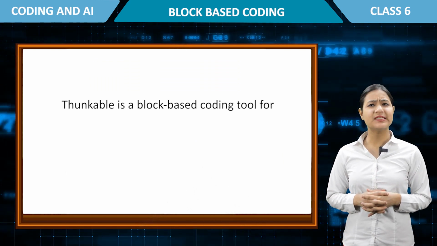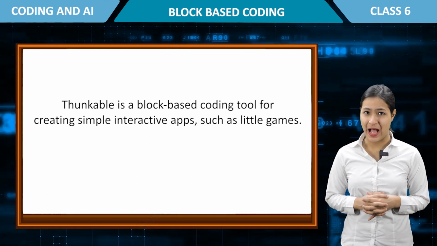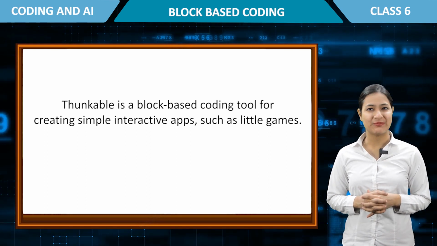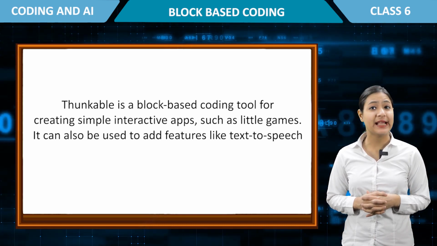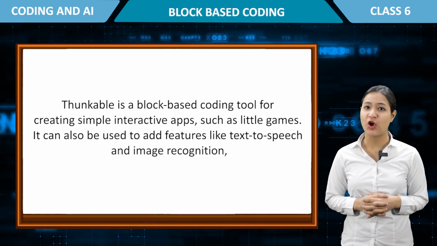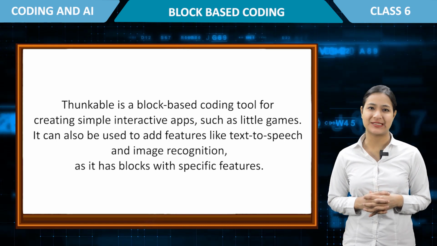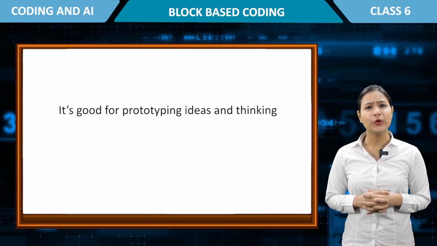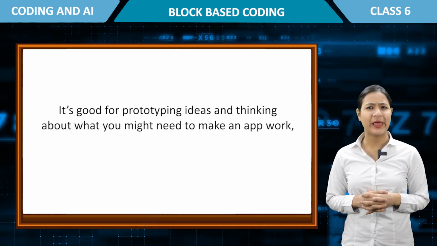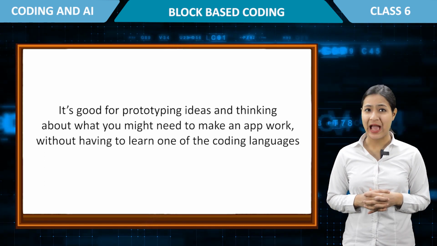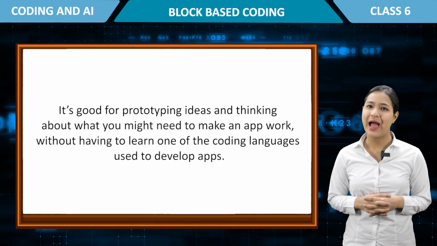Thunkable. Thunkable is a block-based coding tool for creating simple interactive apps such as little games. It can also be used to add features like text-to-speech and image recognition, as it has blocks with specific features. It is good for prototyping ideas and thinking about what you might need to make an app work without having to learn one of the coding languages used to develop apps.